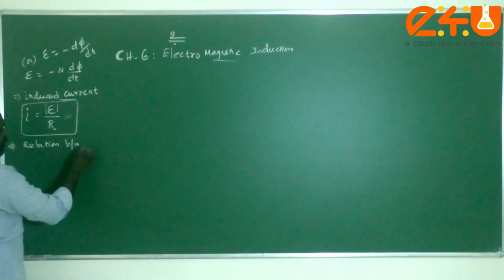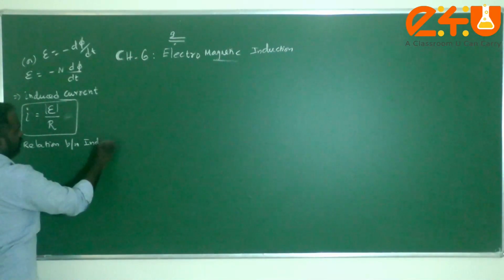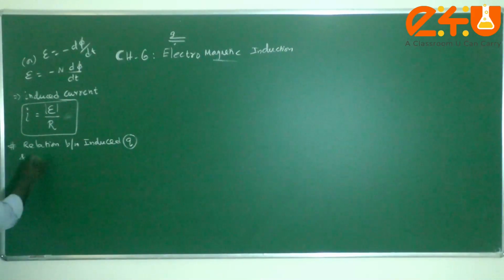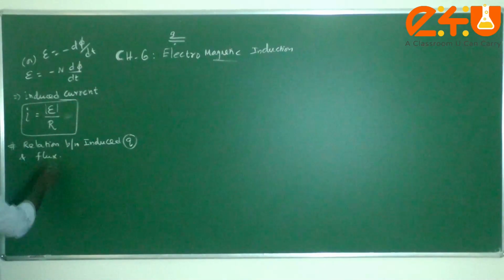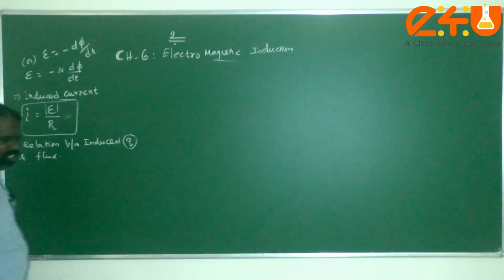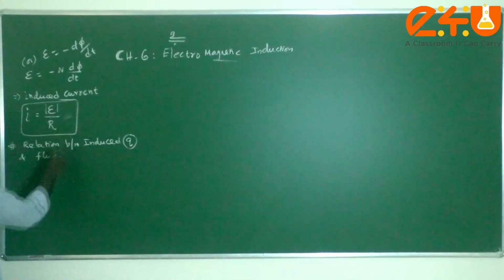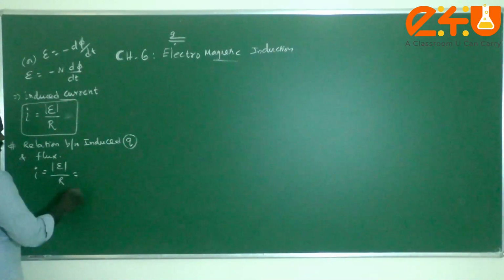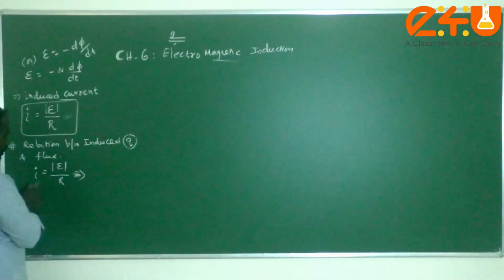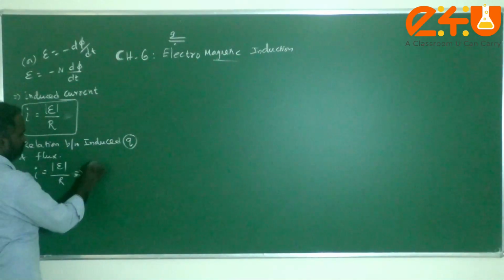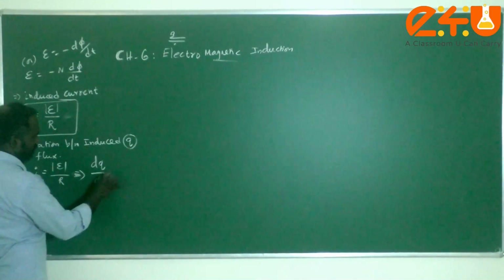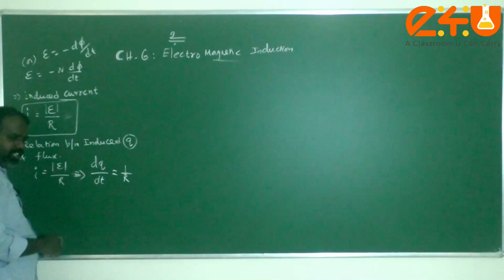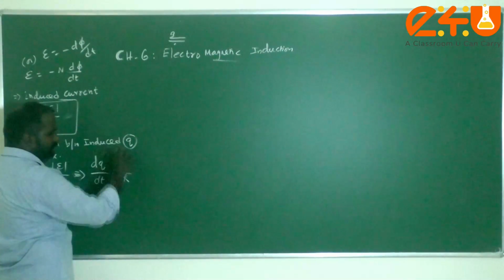The other one is the relation between induced charge and magnetic flux. You just take this relation, I is equal to modulus E divided by R. From this we can say that I is nothing but dq by dt. So dq by dt is equal to 1 by R into mod E, which is dΦ by dt.